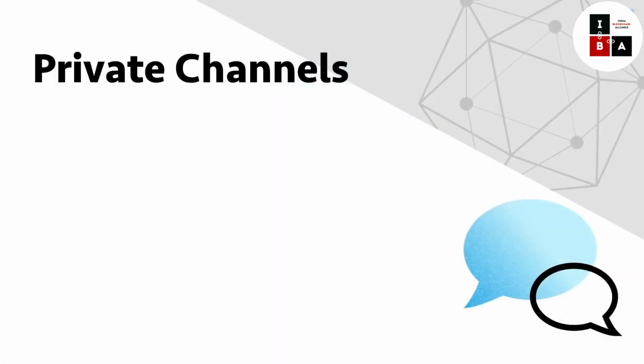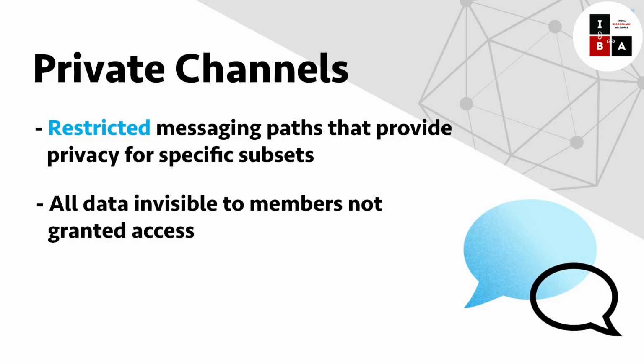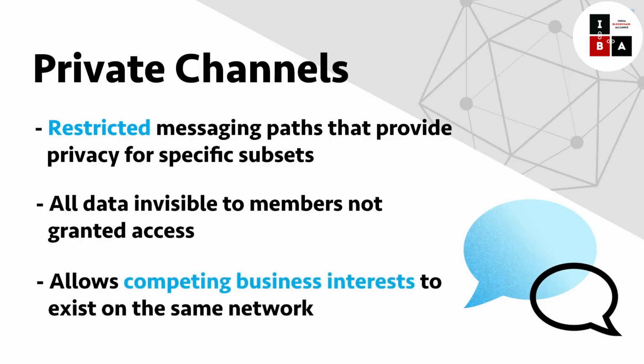Hyperledger Fabric solves this problem by using private channels, which are restricted messaging paths that can be used to provide transaction privacy and confidentiality for specific subsets of network members. All data, including transactions, member, and channel information on a channel, are invisible and inaccessible to any network members not explicitly granted access to that channel. This allows competing business interests and any groups that require private, confidential transactions to coexist on the same permissioned network.